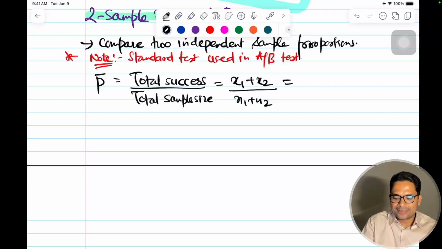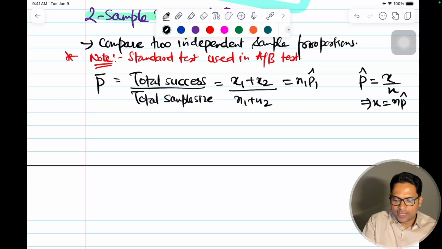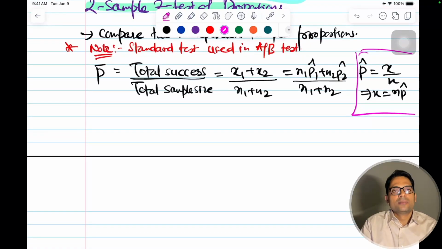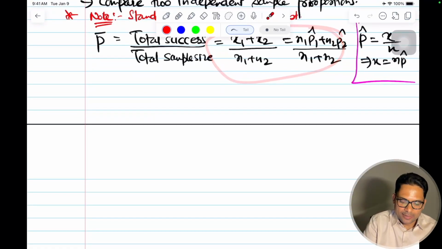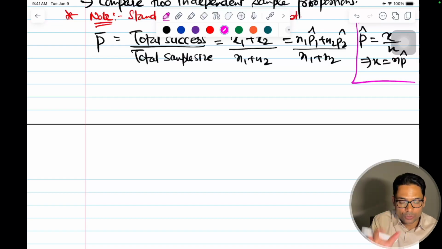right? So it can also be written as, because my p hat is equal to x by n, this implies x can be written as n into p hat. So if I replace this x by n p hat, this will be n1 p1 hat plus n2 p2 hat by n1 plus n2. So in case we have to define it in terms of p1 and p2, if these proportions are known, same thing. And now what is my standard error? This p hat is for combining the two success proportions. Then we have the standard error.